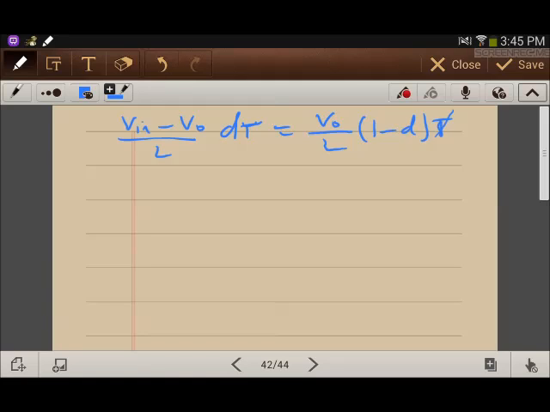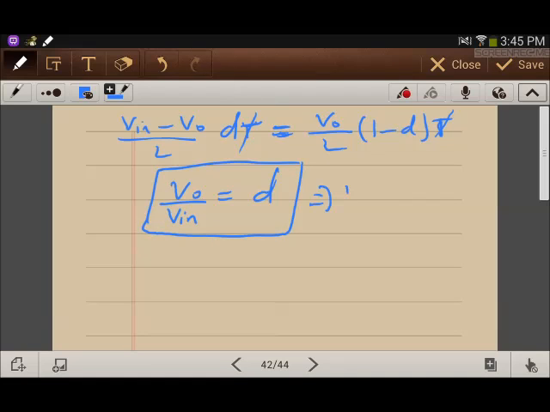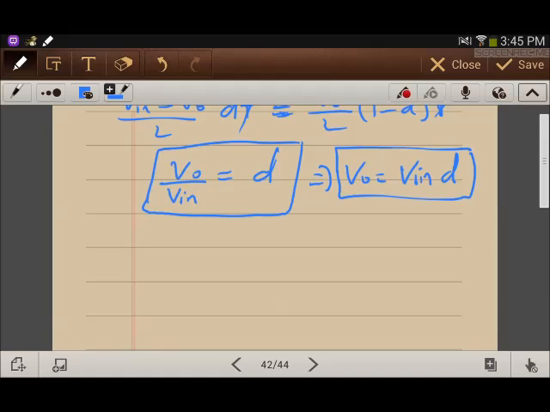So the t goes with the t, and if we rearrange this equation, we will get that V out over V in is equal to D, which is the duty cycle. So the input-output relationship is like V output will equal V input multiplied by D. So this is the input-output relationship between the input voltage and the output voltage.